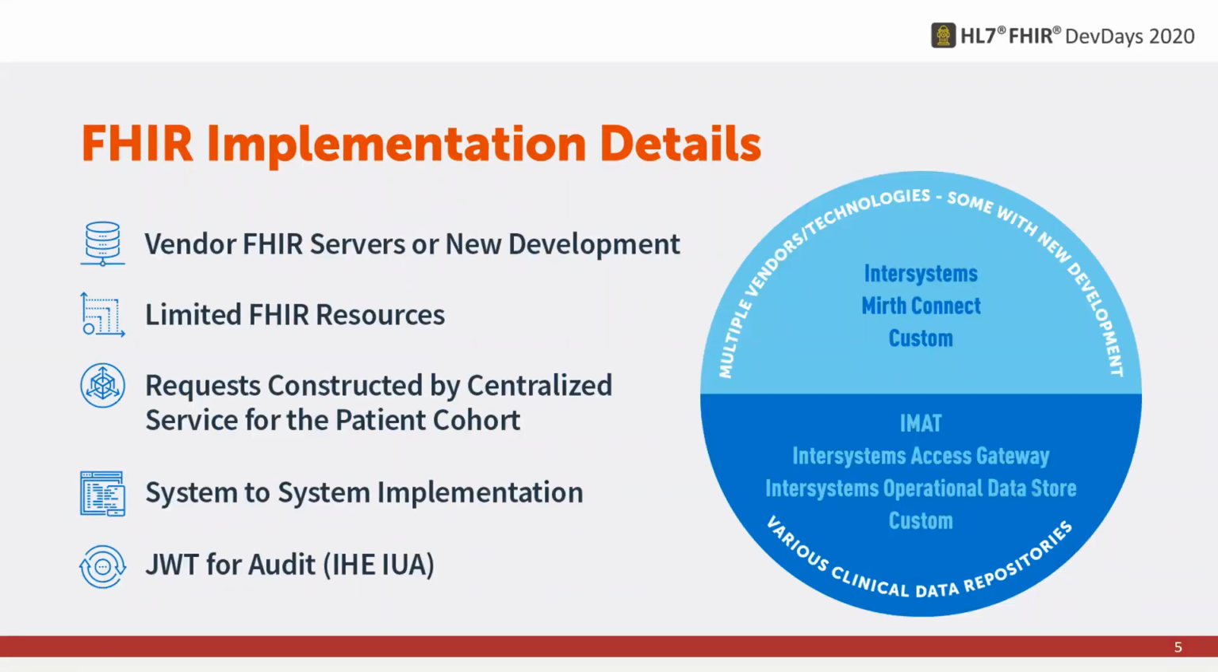Some RHIOs leveraged their HIE vendor for FHIR, but some had to do development from scratch. The FHIR resources were created pulling the specific data from the RHIO's clinical data repository. The primary use case was to retrieve discrete data for a patient cohort, such as the last A1C lab result, or vital signs such as blood pressure. For this use case, we limited the required FHIR resources to patient, condition, and observation.